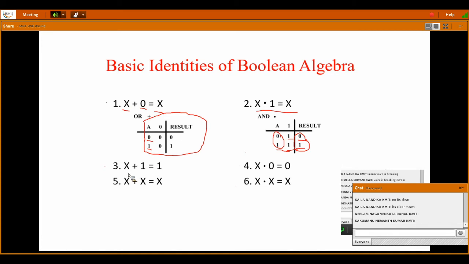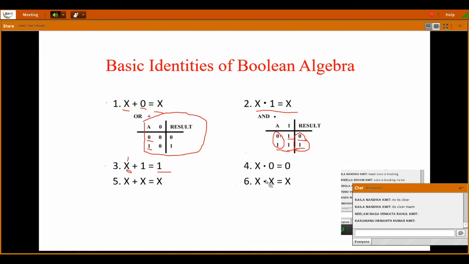And the third identity, any variable ORed with 1 will be 1, meaning 0 plus 1. If you take 0 in the place of x, 0 plus 1 is 1, and if you take 1, 1 plus 1 is also equal to 1. So any variable ORed with 1 will be equal to 1.